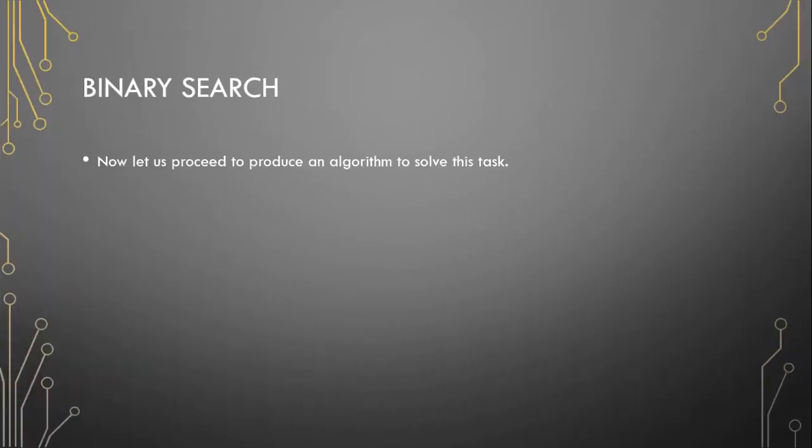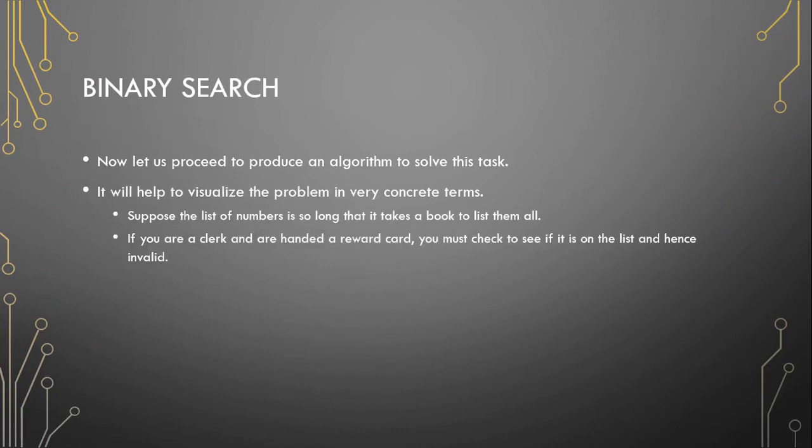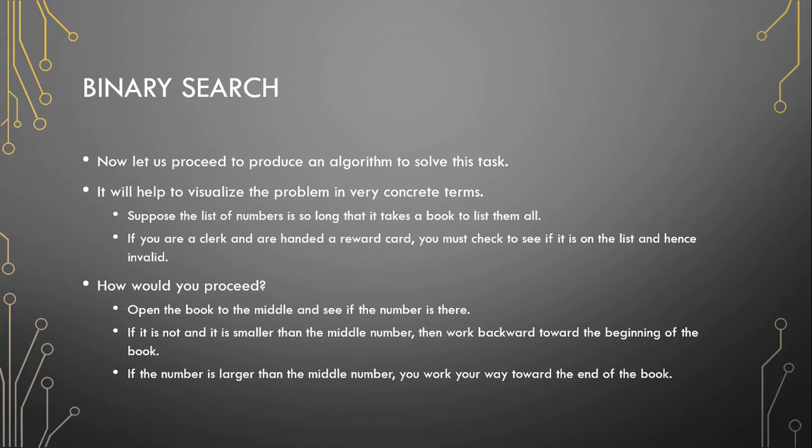All right, so let's proceed to produce an algorithm in order to solve this task that we have just examined. It's going to help us visualize the problem in very concrete terms. So let's think about it this way. Suppose the list of numbers is so long that it takes a book to list them all. Now, if you're the clerk and are handed a reward card, you have to check to see if it's on the list and hence if it's invalid. So how would you proceed about doing that?